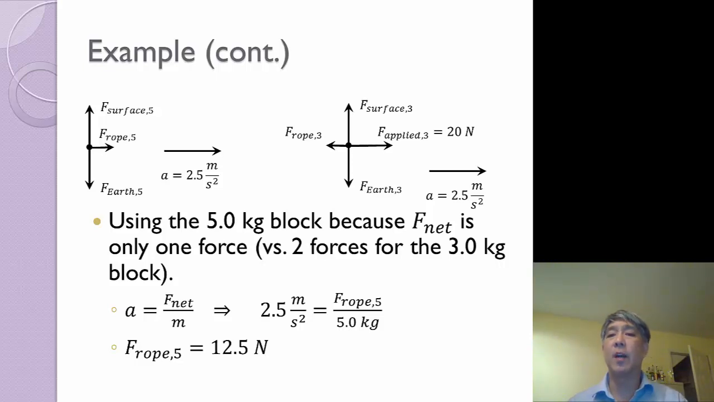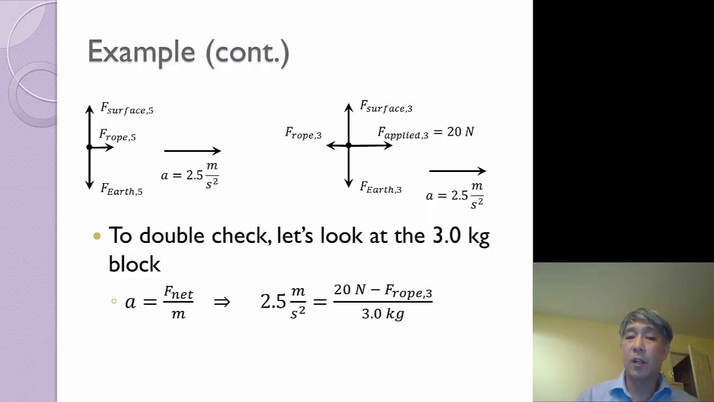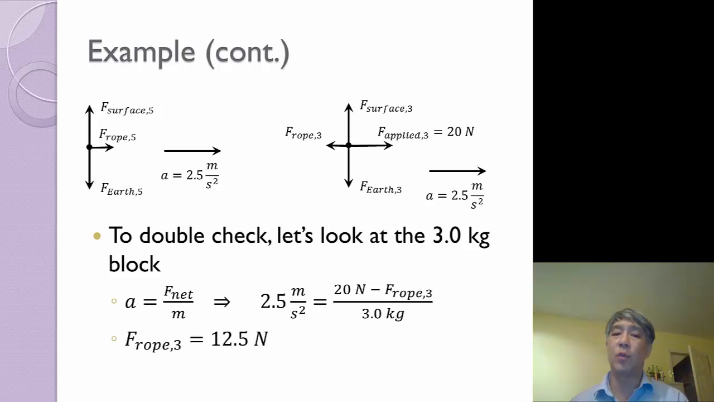Sometimes people ask, does it matter if I use the 3 kilogram block or the 5 kilogram block? No, the math still works out the same. The 3 kilogram block is just slightly more complicated, because I have two horizontal forces on it: the 20 newton positive force and the negative force of the rope. The two forces of the rope, because it's the same rope, have the same magnitude.